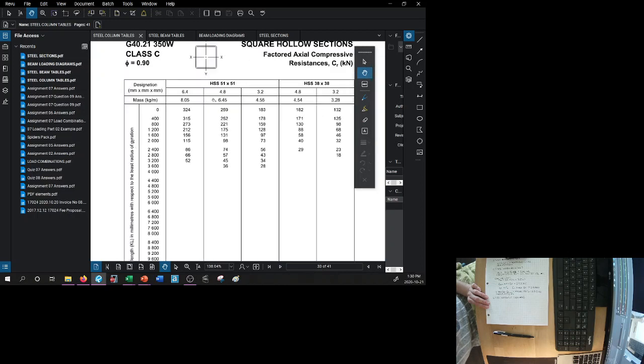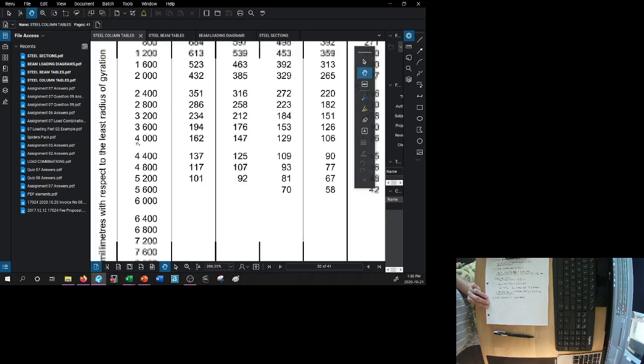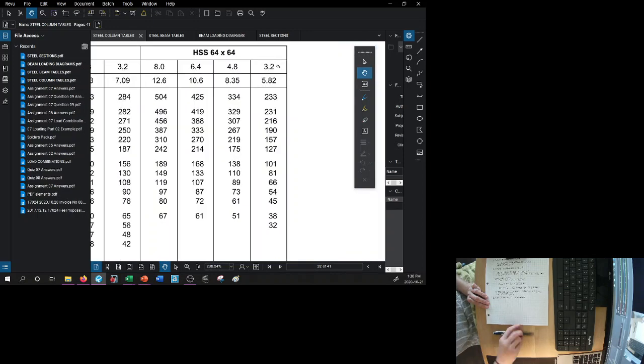Oh, look at these ones. The 2-inch and the 1.5-inch, they don't even have values for 4 meters. That looks like their KL over R is over 200, which means it doesn't matter what their capacity is, we would say those ones don't work. So let's take a look here. For our 4 meter long one, the first one that works is an HSS 64 by 64 by 3.2.